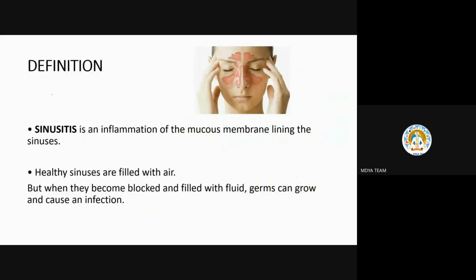Now, the definition for sinusitis. It is inflammation in the mucosal membrane or lining of the sinuses. All the sinuses have a mucosal membrane. We have studied in anatomy that there is a mucosal membrane, a protective layer, for all the organs. When the mucosal layer of these sinuses gets inflamed, it is known as sinusitis. Sinusitis simply means inflammation in your sinuses.